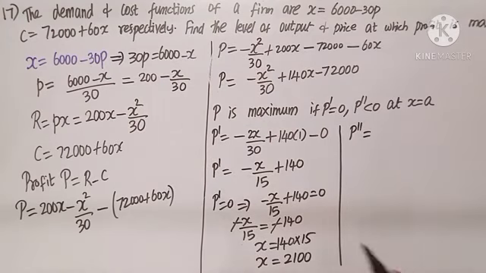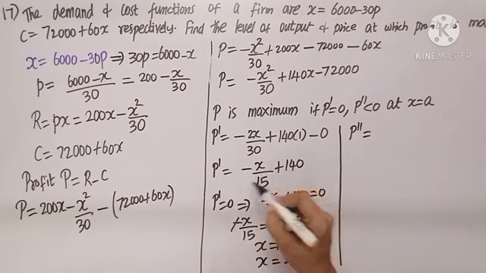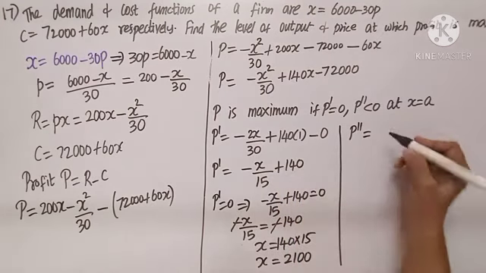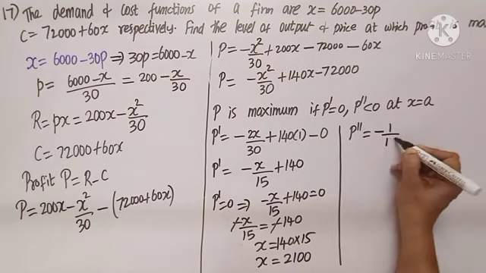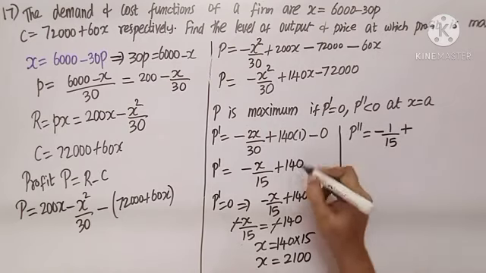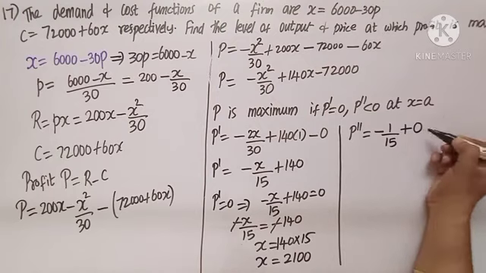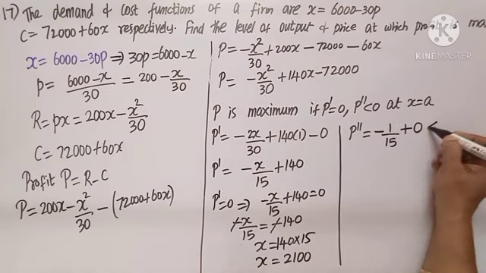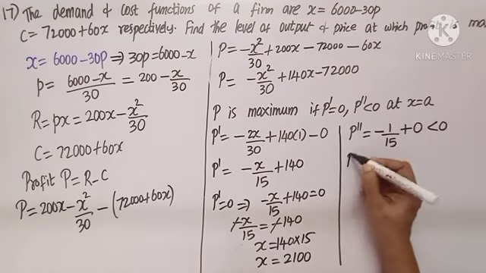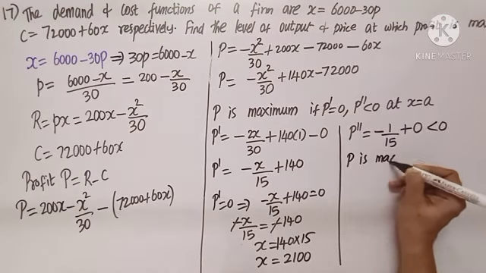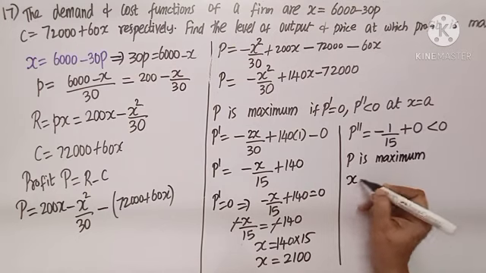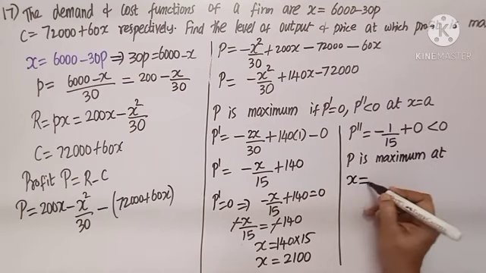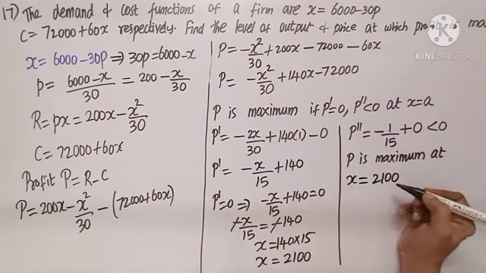Once I know x value, let me find out what is P double dash to check whether it is maximum value. P double dash, here let me differentiate again. Minus x becomes minus 1 by 15, plus 140 becomes 0. P double dash is negative. This tells me P is maximum. Maximum when? What value I got? At x is equal to 2100.